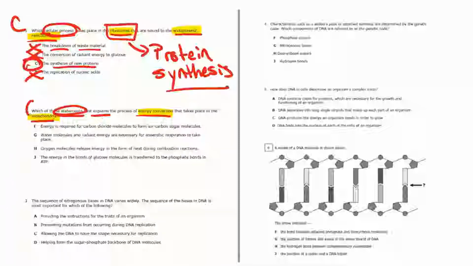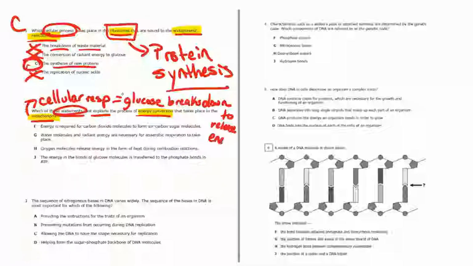Well, we know that cellular respiration takes place in the mitochondria, and remember, that is where glucose is broken down so that you can release energy, which is in the form of ATP. Okay, all right, so now let's look at our answer choices.